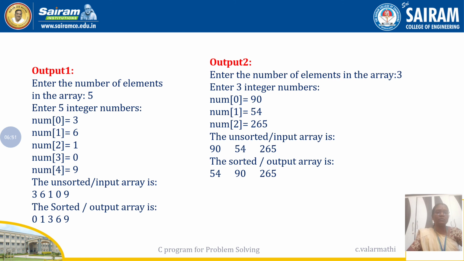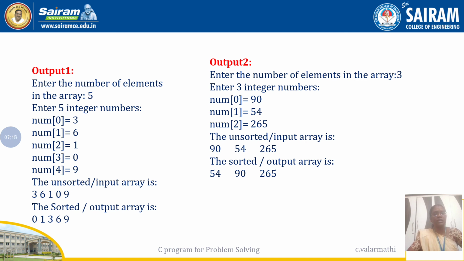Coming to outputs, here I have given number of elements equal to 5. I have entered 5 elements. So the first element is stored in location a[0]. Likewise from a[0] to a[4], those elements will be stored. Then, just for convenience, I have printed the unsorted array. At the end I have given the sorted array also. So the unsorted array is 3, 6, 1, 0, 9. Finally I got the sorted array as 0, 1, 3, 6, 9.